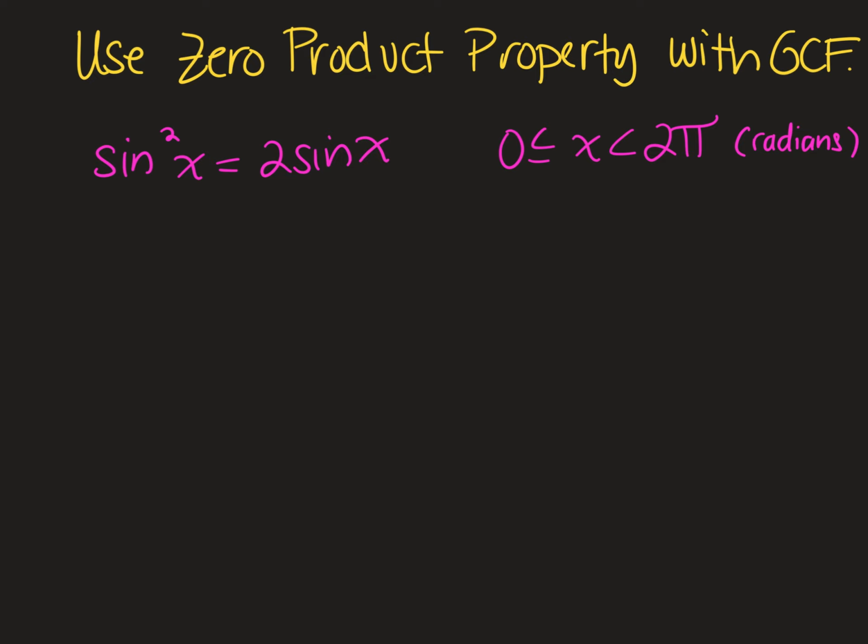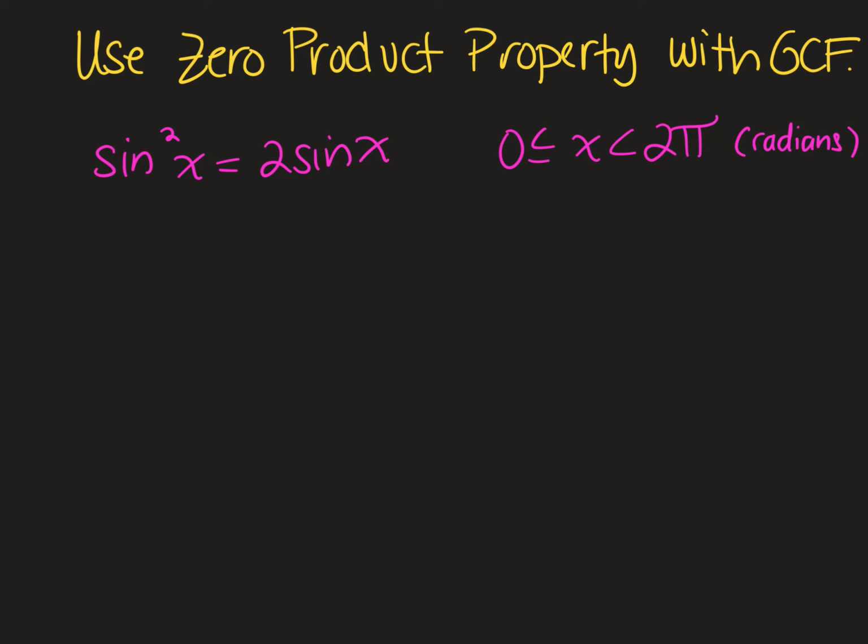So we're going to use some of the strategies we've already talked about, like getting like things on the same side. Now I have to be careful with how I say that because these aren't like terms, but they both have a trig function in them. So they're similar in nature. I want to get everything in this situation that has a trig function in it on the same side of the equation. That's generally going to be my approach.